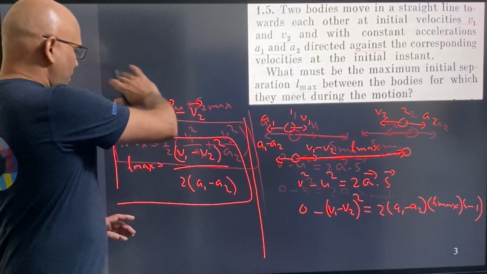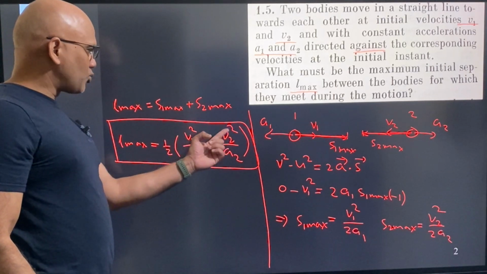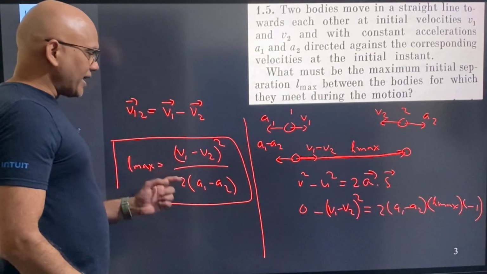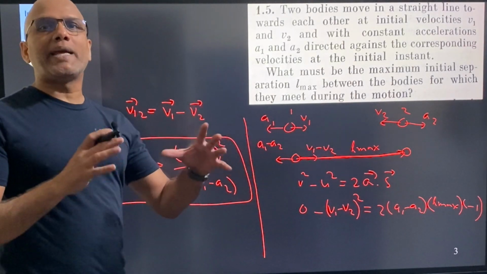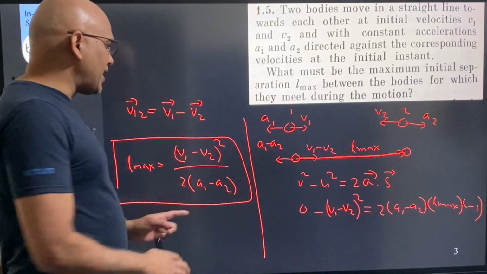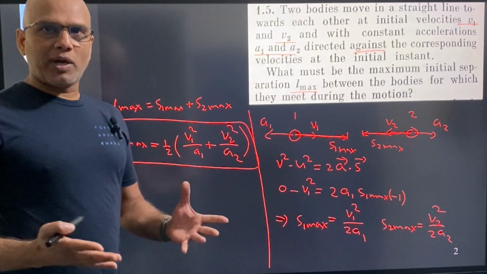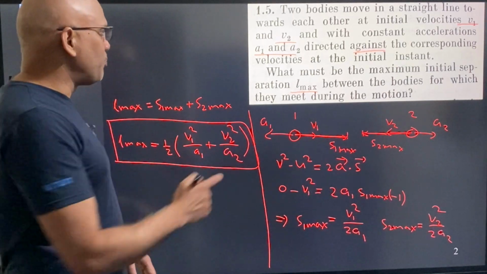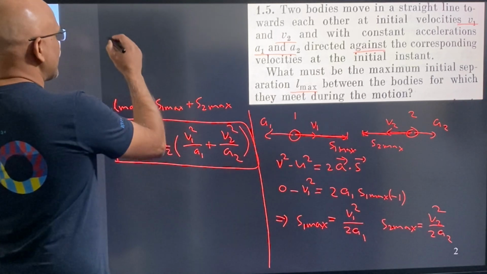Okay, let's check with the previous answer. This is what I'm getting here, v1 squared by a1 plus v2 squared by a2, and here I'm getting this. No matter how I solve the problem, I should be getting the same answer, right? But clearly this and this are not the same. So which one is right? Which one is wrong? Actually, both are wrong. So this is a trap. The way I have solved this is a trap.